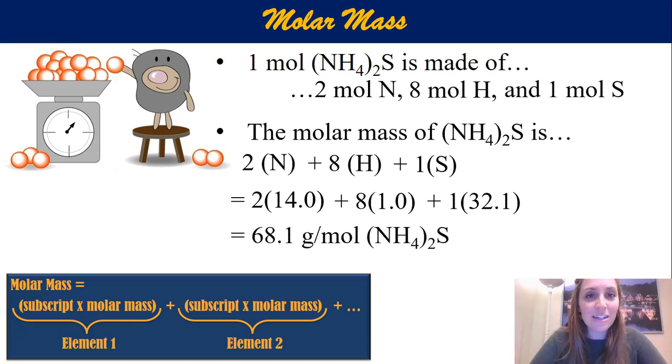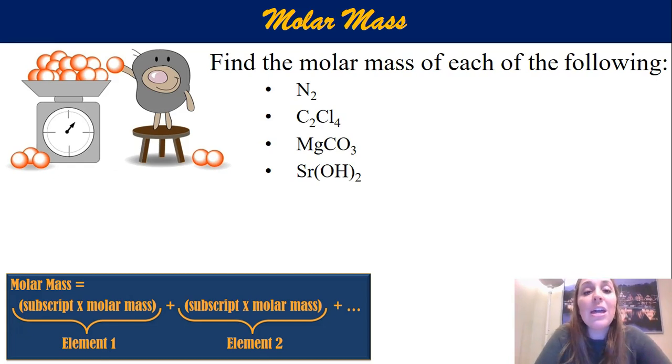All right, you should have gotten 68.1 grams, and that's 68.1 grams of ammonium sulfide in every 1 mole of ammonium sulfide. Now I want you to do these on your own. So find the molar mass of nitrogen, diatomic, remember, so nitrogen on its own is N2.